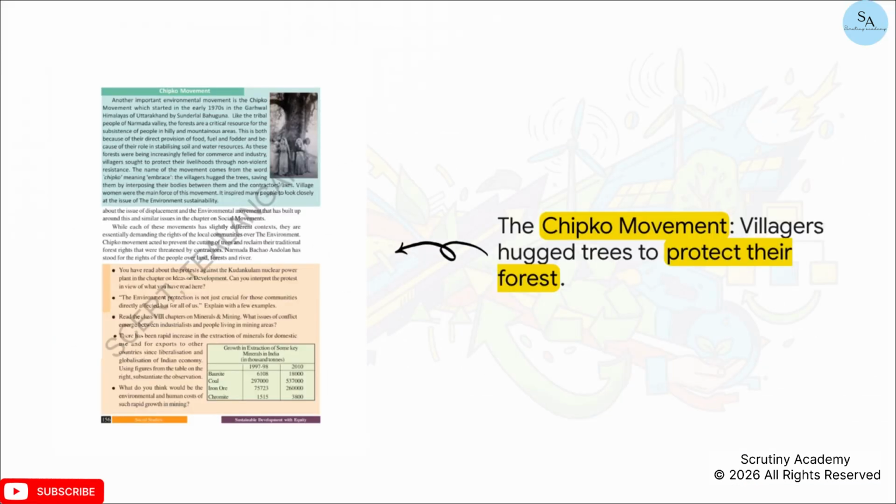The CHIPKO movement is a total must-know for your exam. It's the perfect example of how regular people, in this case village women in the Himalayas, can be the leaders in protecting the environment. By literally hugging the trees to stop the loggers, they created this incredibly powerful symbol for grassroots, people-powered movements for sustainability.